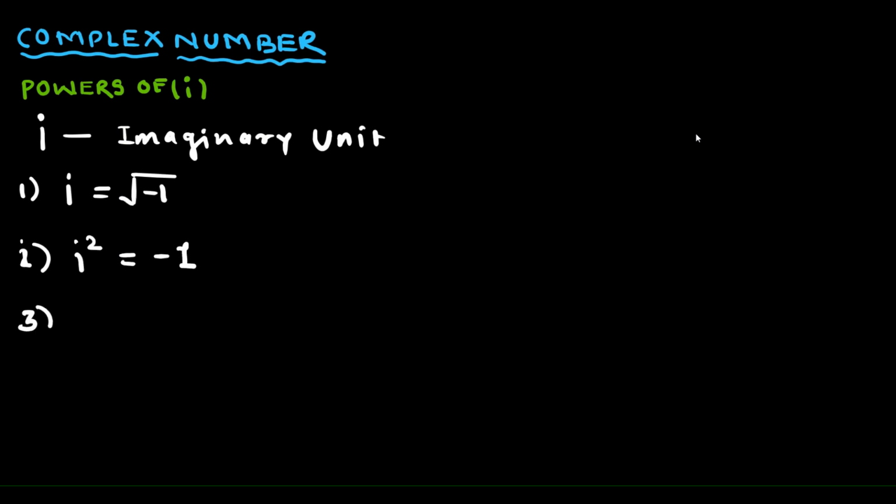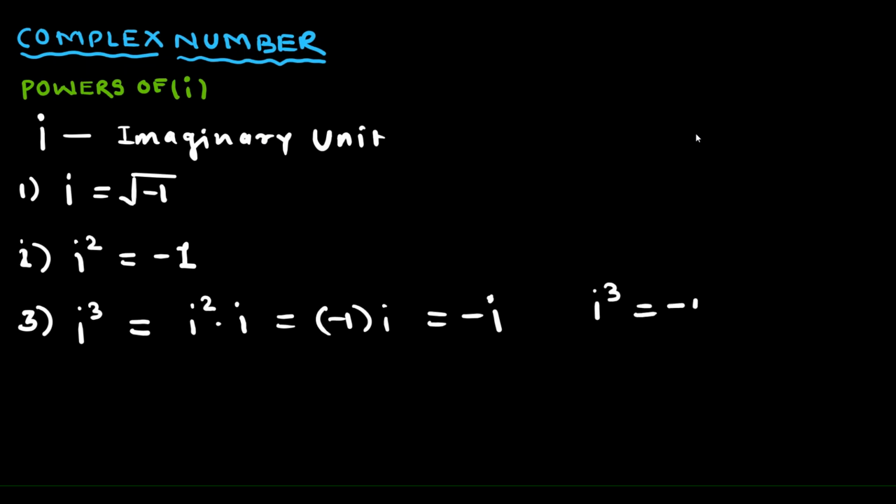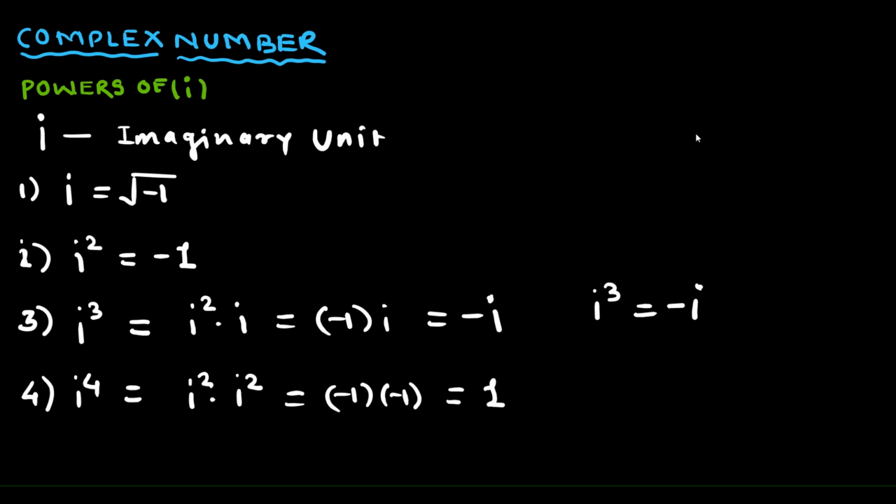The third result is i cube. We know that i cube is i square into i, so it will be -1 into i, which is minus i. Therefore, i cube is equal to minus i. The fourth result is that i to the power 4 is i square into i square, that is -1 into -1, which is +1. So i to the power 4 is equal to 1.